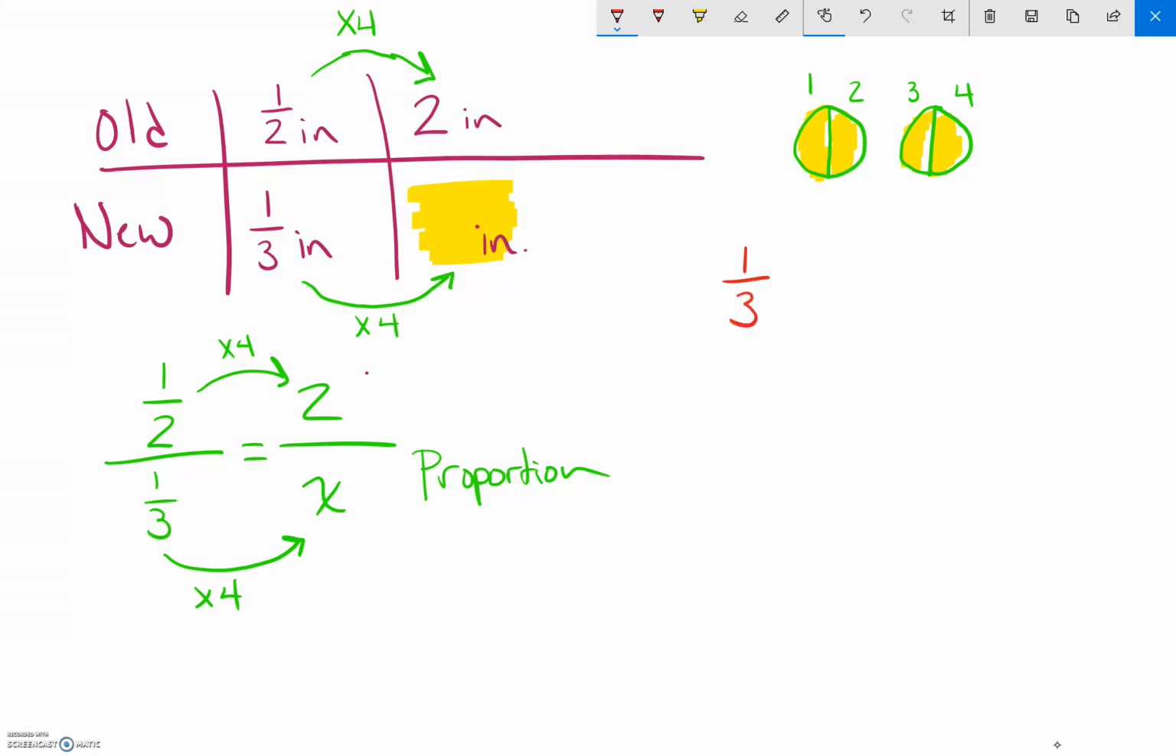So off to the side, let's do our math. 1/3 times 4. We'll write 4 as 4 over 1. And then go ahead and multiply. 1 times 4 is 4. 3 times 1 is 3. We get 4/3, which simplifies to a mixed number of 1 1/3 inches. So that new packaging is going to be 1 1/3 inches.